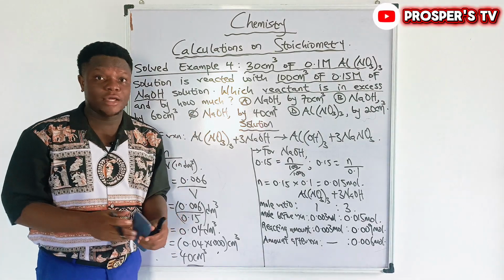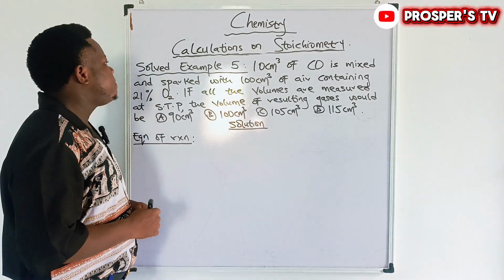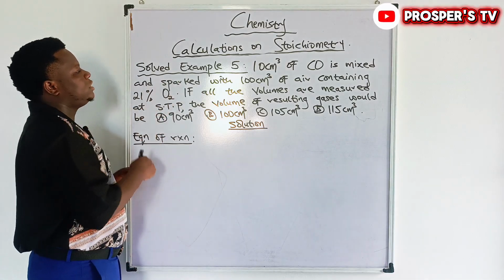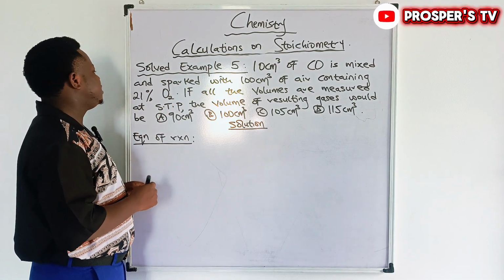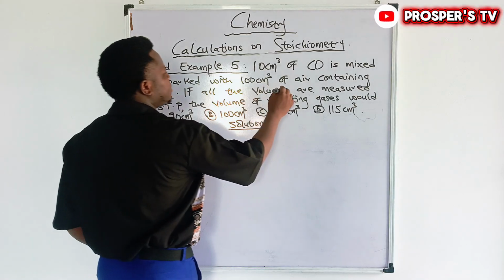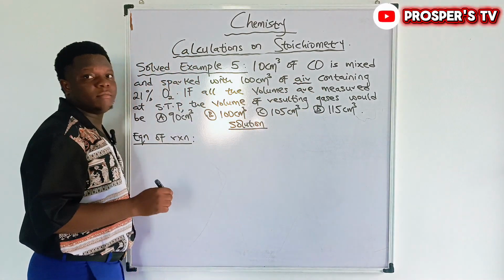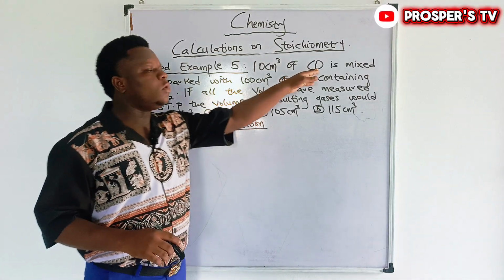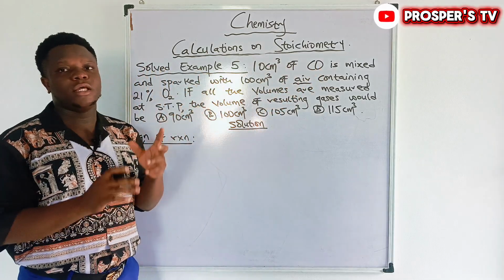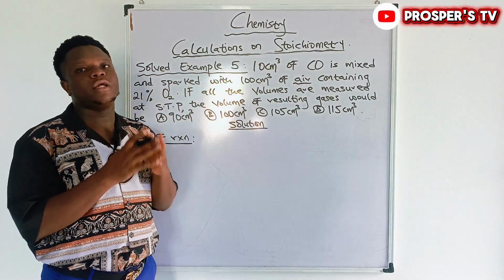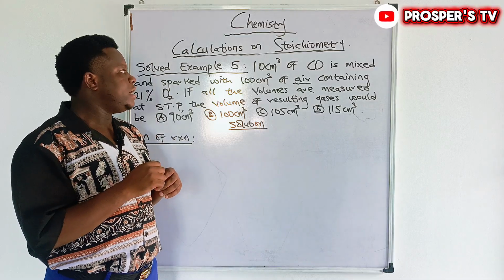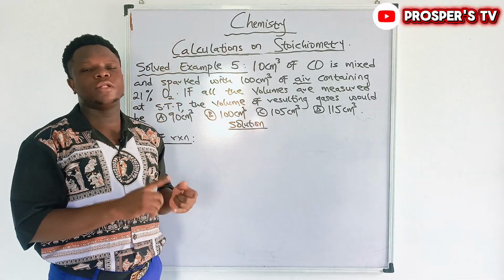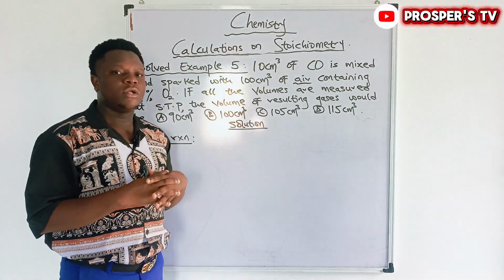We move on to example 5. Now, we have that 10 centimeter cube of CO is mixed with 100 centimeter cube of air containing 21% of oxygen. Let's pause there first. The word here is air. Remember that air is a mixture of gases. If carbon monoxide is to react with air, the only component of air that actually reacts is oxygen. But we are not given the volume of oxygen, rather we are given the total volume of the air, which is a mixture of gases that contains nitrogen, the rare gases, and what have you.